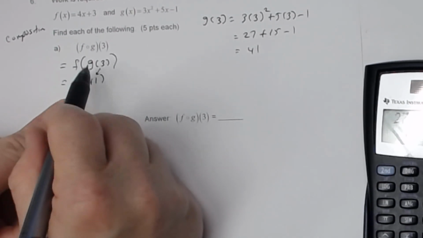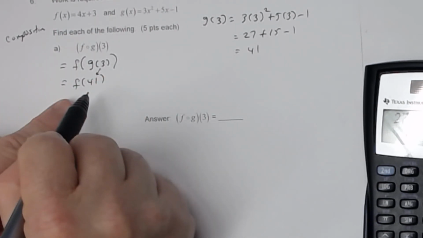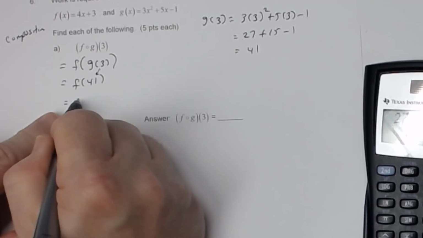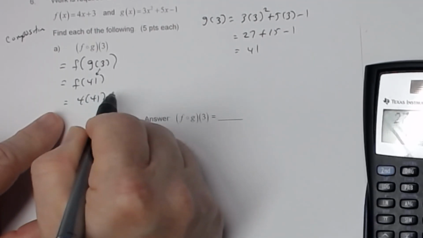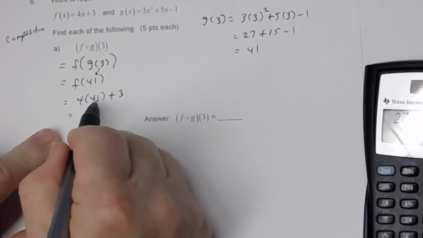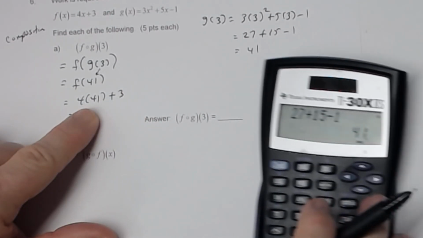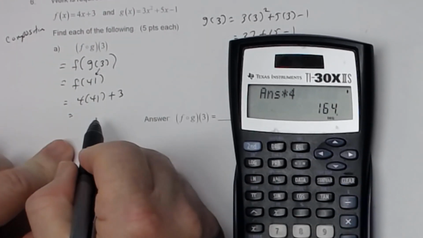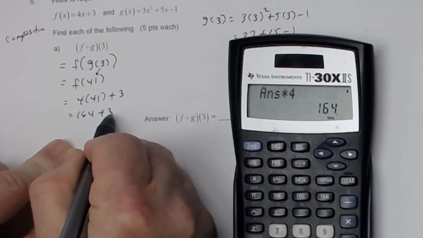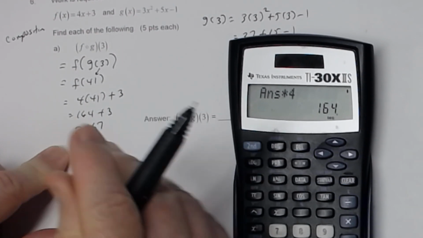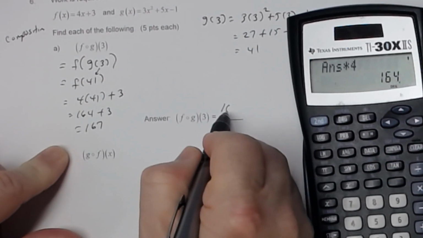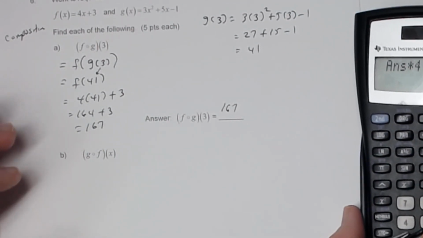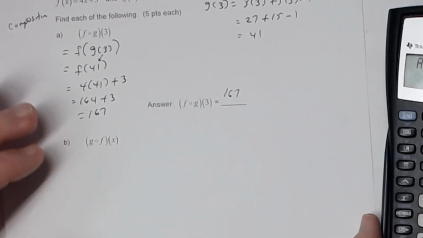And so now I'm going to go to my function f, which is this linear function. And wherever I see the variable x, I'm going to substitute 41. So the 41 then becomes 4 times 41 plus 3. And then multiplication before addition. So 4 times 41 is going to equal 164. And so 164 plus 3 is 167. See the work? All right, so make sure you know how to show the work and how to manipulate expressions.